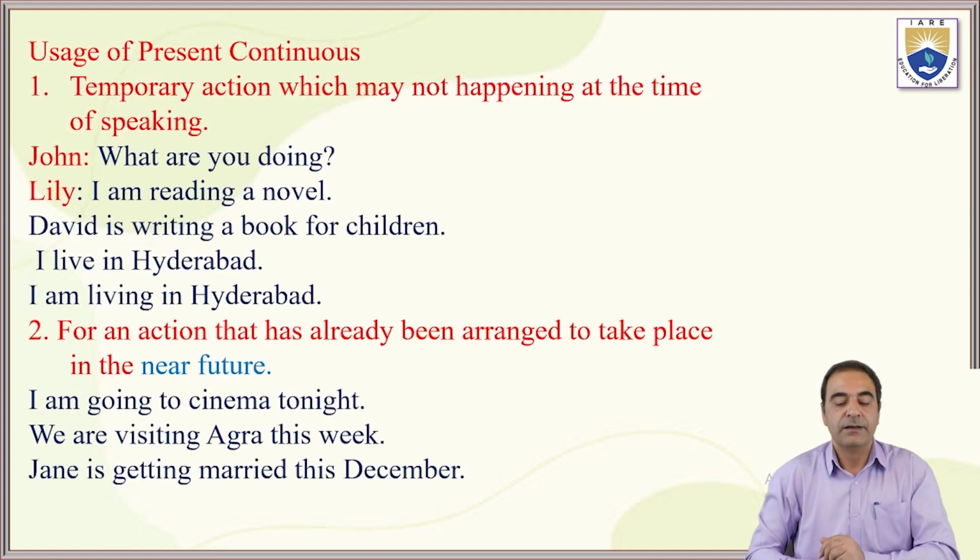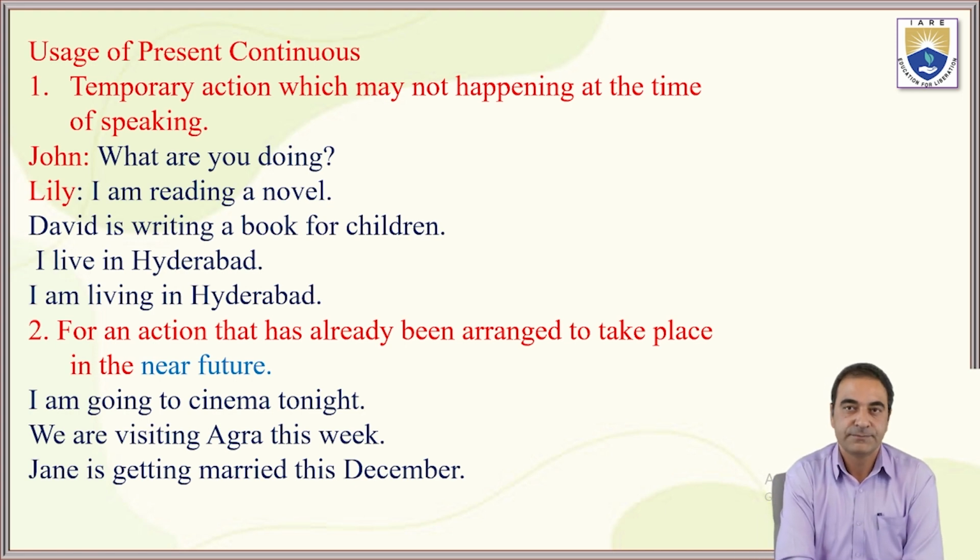Now, as I told you, present continuous tense is used to express an action that's going on or that is happening now. The time of an action is present, but it is continuous at the same time. That means an action is going on now. It's continuous. It's incomplete. It's in progress.